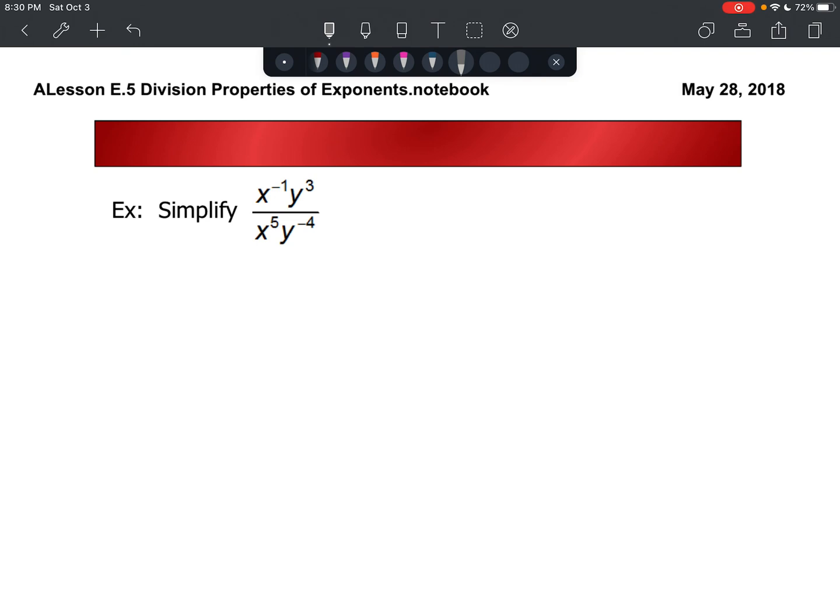Now is when we have to have a better plan. X to the negative 1, y cubed, x to the 5th, y to the negative 4 in the denominator. Our first step is to make the exponents positive. So that's the first thing I do. It reinforces moving those bases from the numerator to the denominator and vice versa. And it keeps us thinking that our exponents really need to be positive.